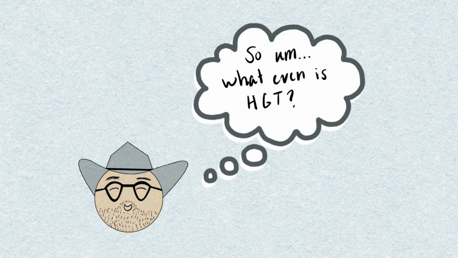HGT, also known as horizontal gene transfer, is a way for bacteria to achieve genetic diversity. It is also an important factor in prokaryote evolution. But on the downside, it is a main way to build up antibiotic resistance in bacteria.